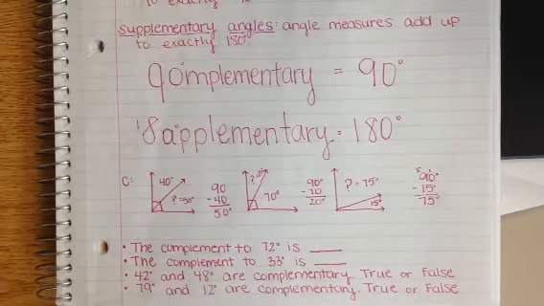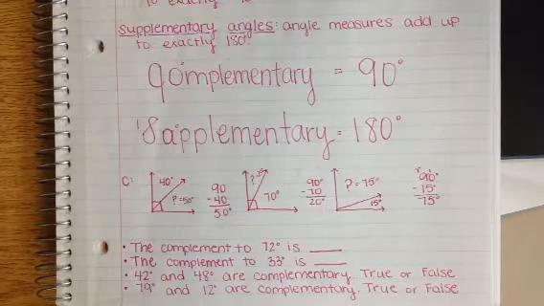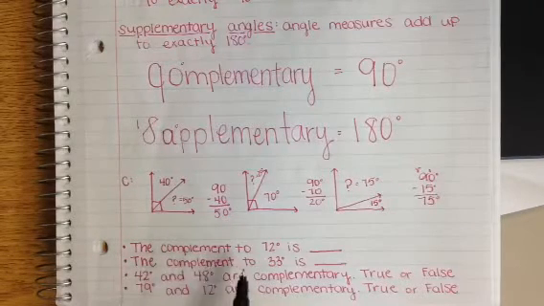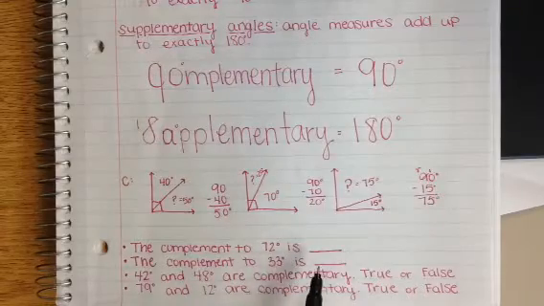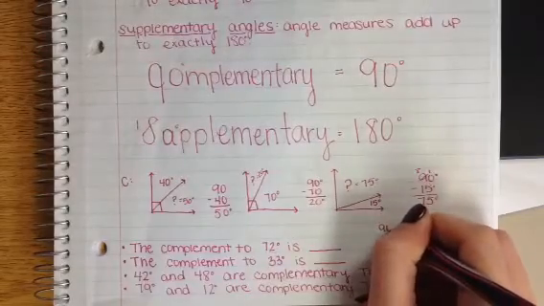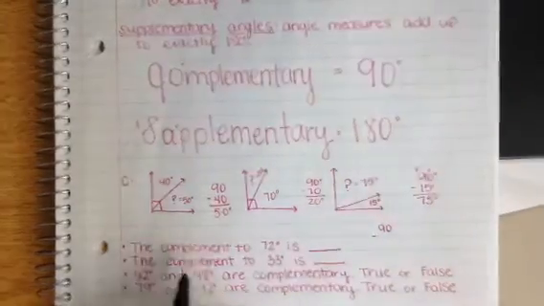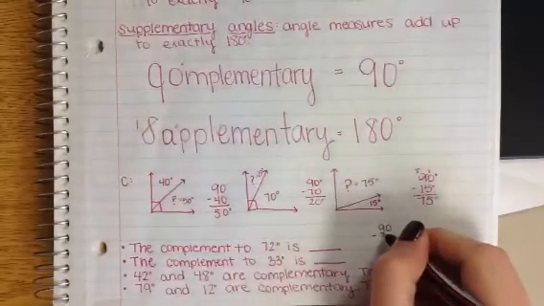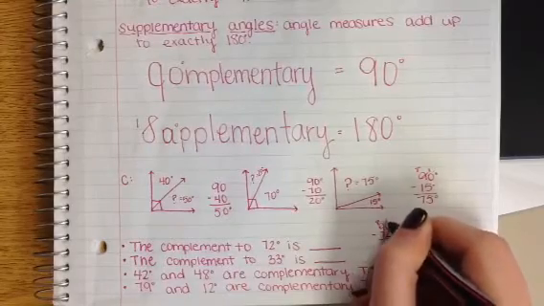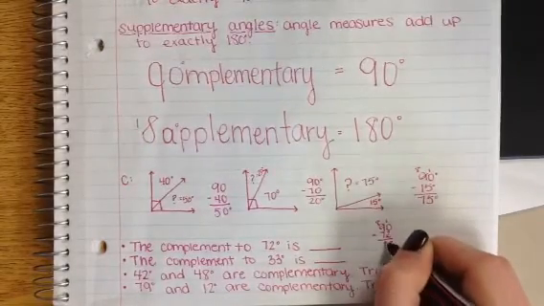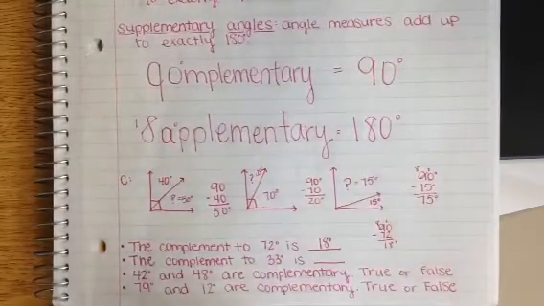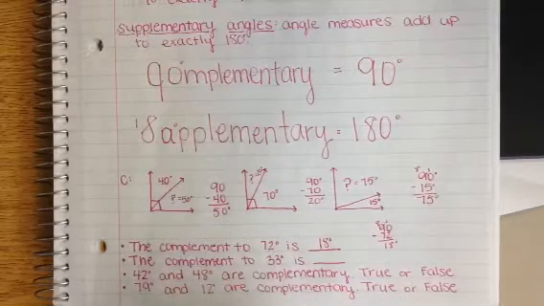All right, there are a couple of other ways that we can ask complementary and supplementary, and I've listed them down below. This question says the complement to 72 is blank. Well, complementary, again, I know is 90 degrees. I have to take away the 72 that they've given me to find the complement. So, I have to borrow. 8 minus 7 is 1. So, 18 degrees is the complement to 72.